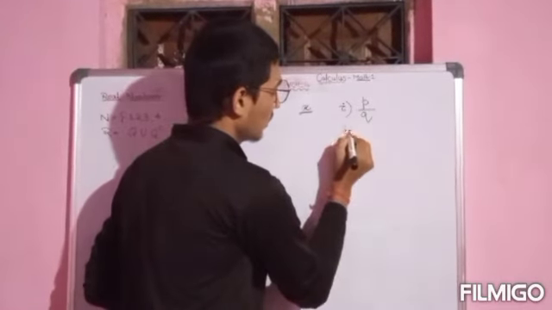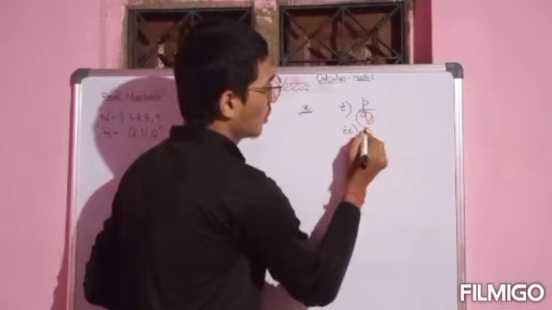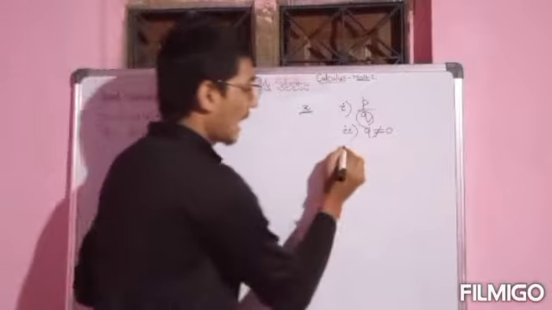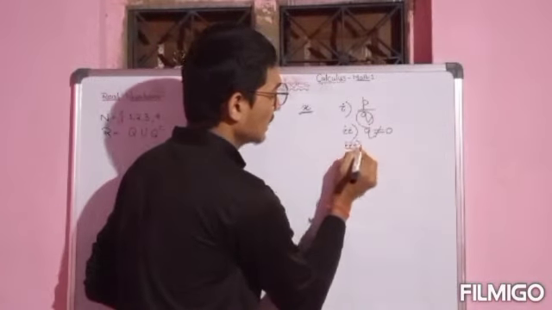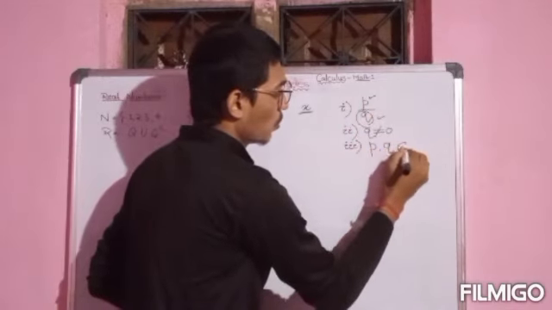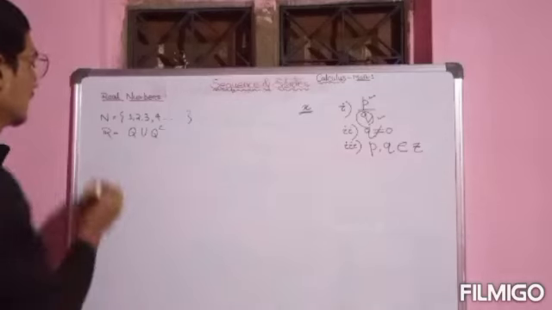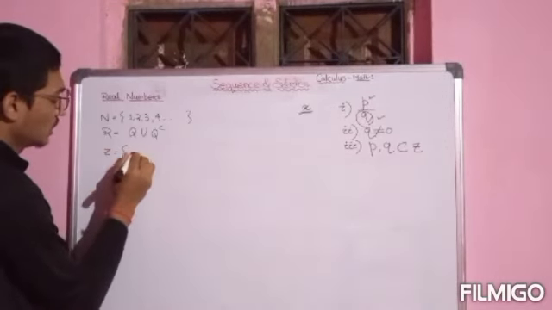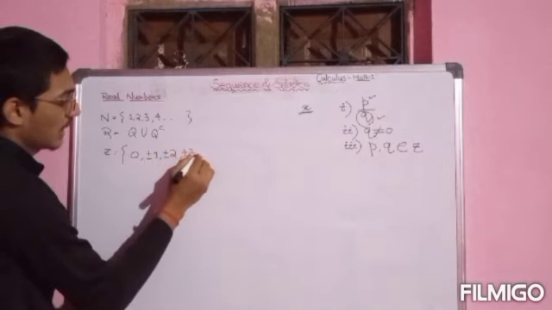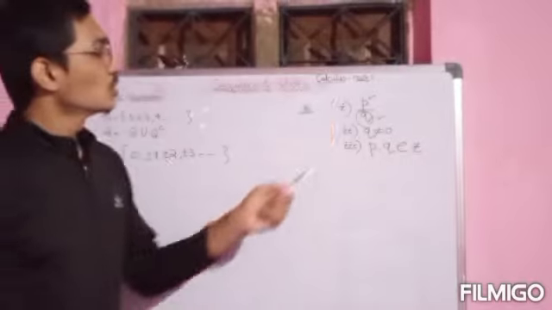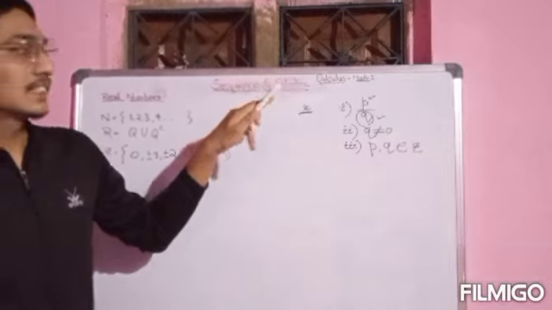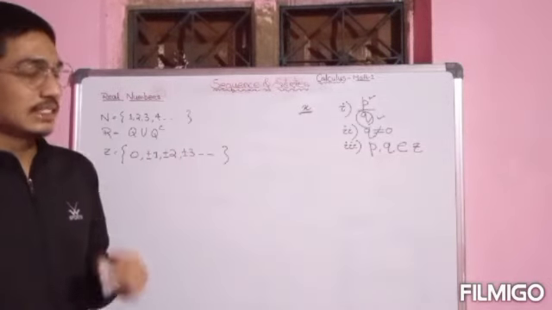What is the second condition? Here the q, my denominator, should not be equal to 0. Clear? And my third condition is that the numerator and denominator, this p and q, both should be integers. Integers are nothing but 0, plus minus 1, plus minus 2, plus minus 3, like this. So if a number satisfies all these three conditions, then only I will say this number is rational. Otherwise it is irrational.